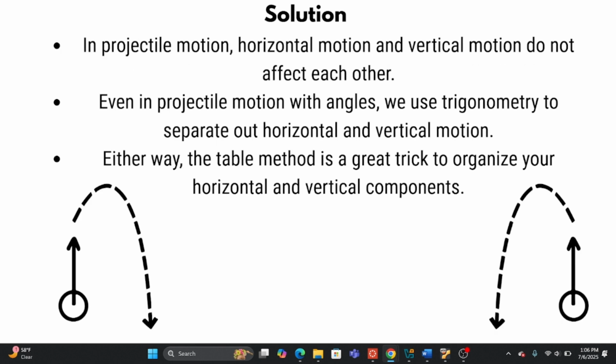So just a little review. In projectile motion, horizontal motion and vertical motion do not affect each other because gravity only acts downwards. Even in projectile motion with angles, we use trigonometry to separate out horizontal and vertical motion. And either way, the table method is going to be a great trick to organize your horizontal and vertical components.